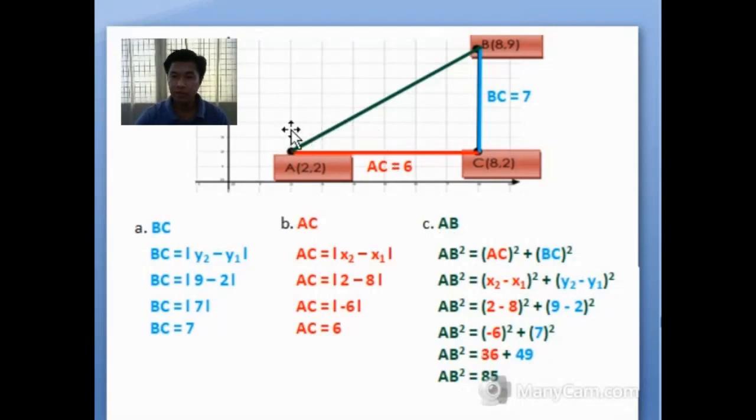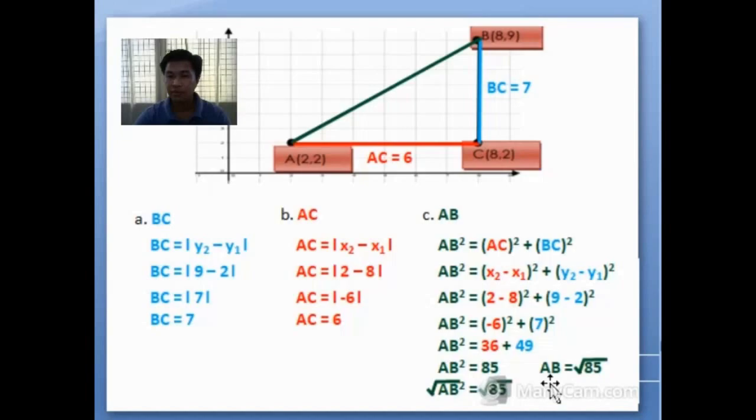Now we are not done yet because we are looking for AB, and not AB squared. So the square should be eliminated, and as we applied in the previous example, we just need to extract the square root of both sides. The square root of AB squared is equal to the square root of 85. Simplifying, AB is equal to the square root of 85.